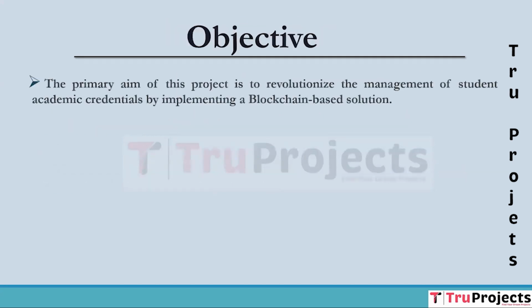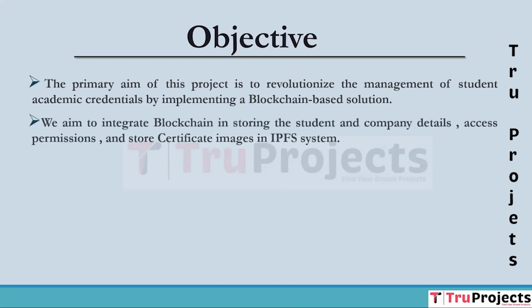Objective of the project. The core objective of the project is to bring about a significant transformation in how student academic credentials are managed. Blockchain is used to securely store information about students and companies. This data is maintained in a decentralized manner, enhancing security and accessibility. While blockchain itself may not store images, the project integrates the InterPlanetary File System, which is IPFS, to store certificate images. The hash codes of these images are stored on the blockchain, ensuring data integrity and reducing storage constraints.